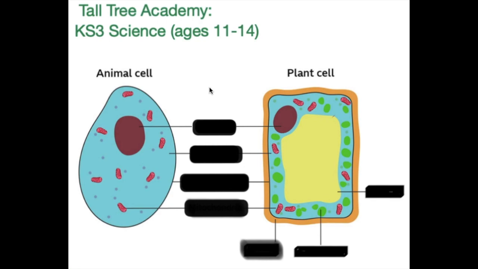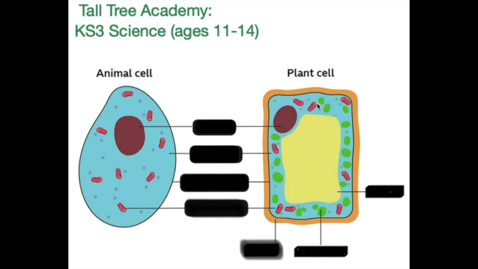Can you try and spot the difference between the animal and the plant cells? So the few differences of these cells are that animal cells are more circular and plant cells are a bit more square. Plant cells also contain more components than animal cells, and we'll come on to that a bit later.